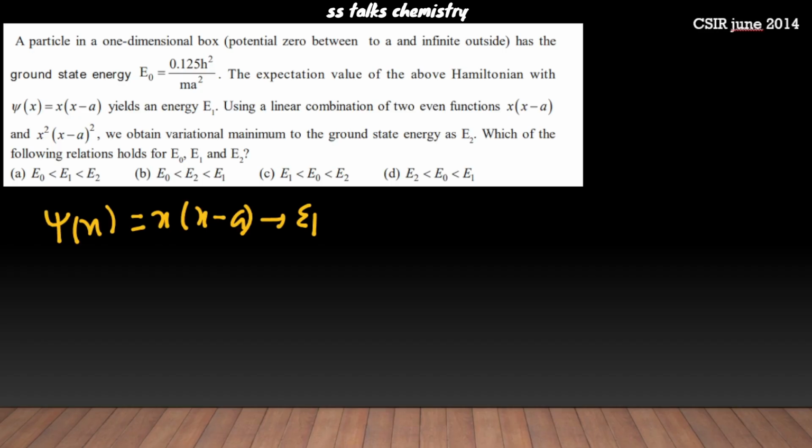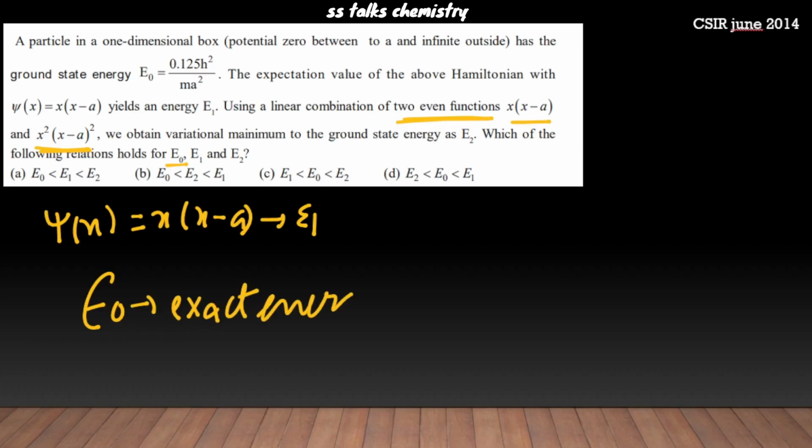So here only one wave function was there. Now two even wave functions have been used: x into x minus a and x square into x minus a square. We obtain the variational minimum ground state energy, which is E2. Which of the following relationships holds between E0, E1 and E2? So E0, we know, is the exact energy.